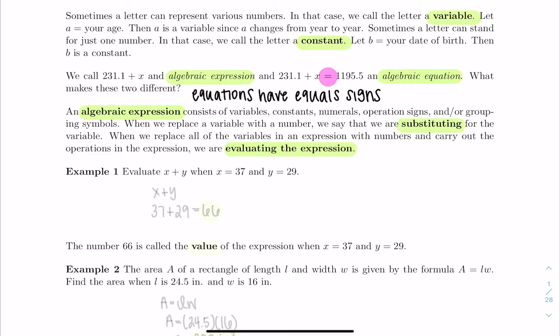So let's evaluate x plus y when x equals 37 and y equals 29. So x plus y, we want to plug in 37 when we see x and plug in 29 when we see y. Well, 37 plus 29 is going to give me 66. And so that is the value of our expression when we plug in x equals 37 and y equals 29.